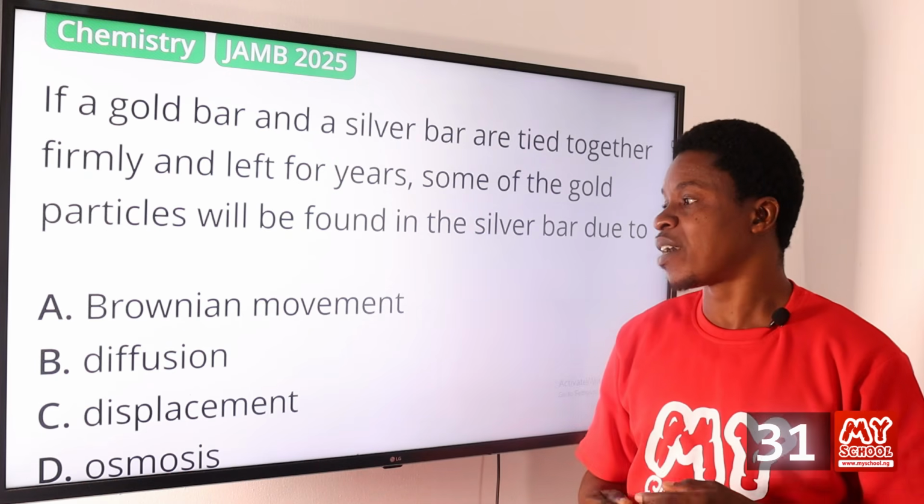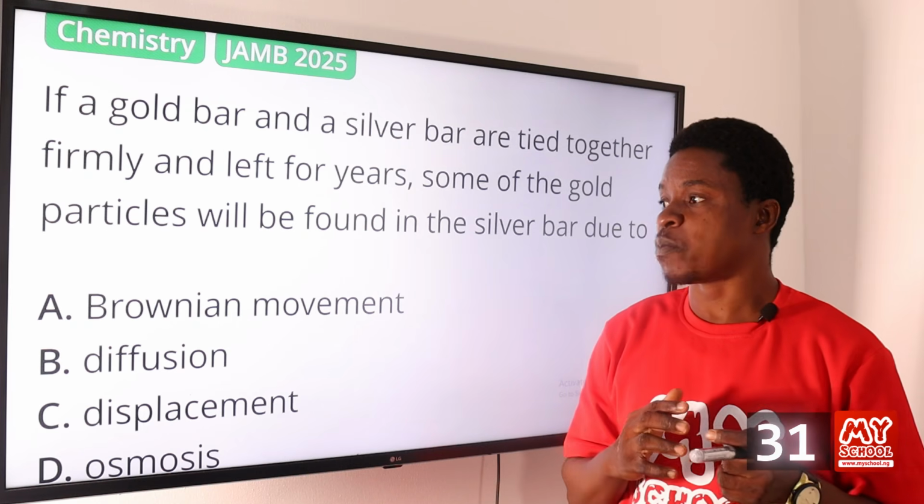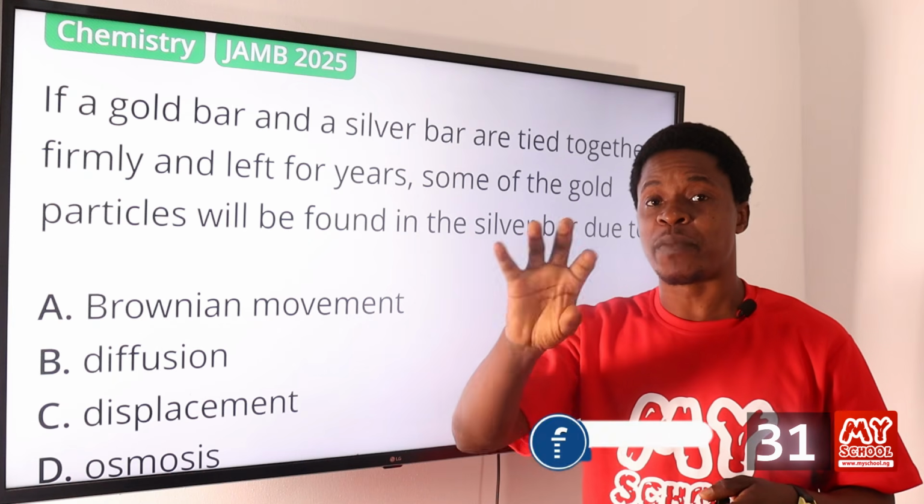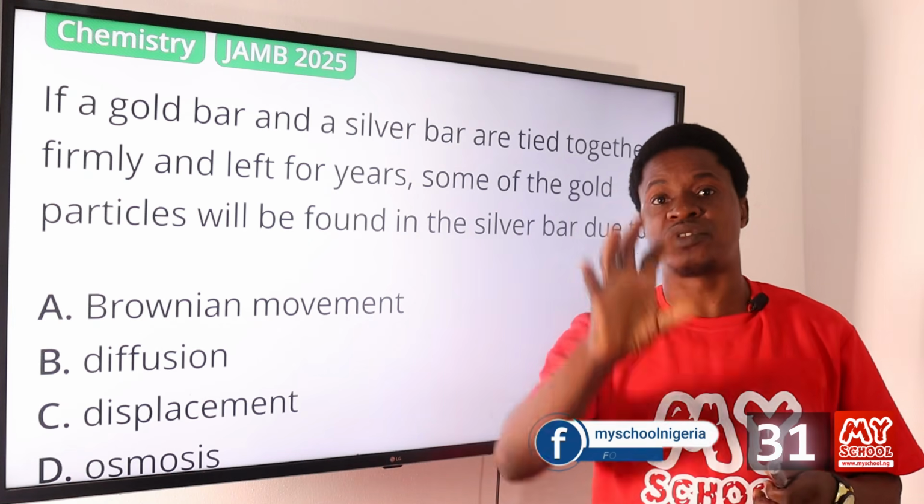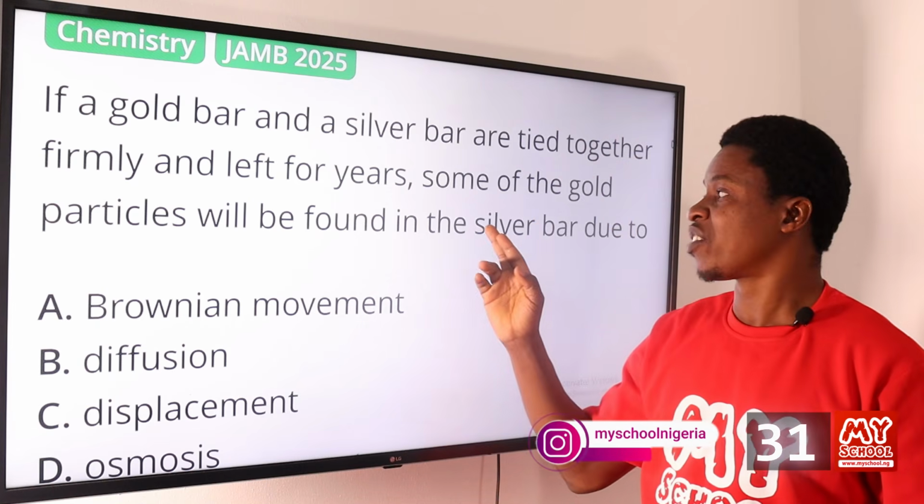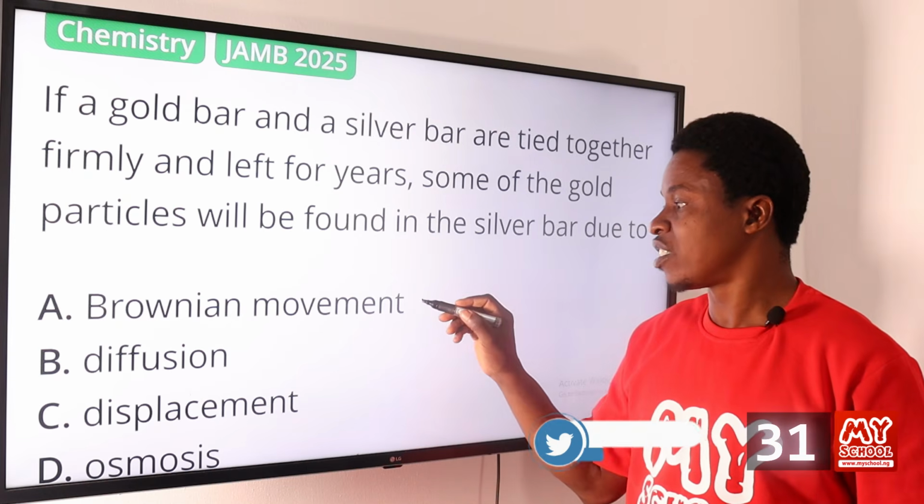Option A says Brownian movement. Well, if it had been Brownian movement, if there's a displacement of liquid, we talk about a random movement of particles in fluids, whether in liquids, moving in a zigzag manner. But in this case, we are talking about solids, there's no liquid here. So option A is eliminated.